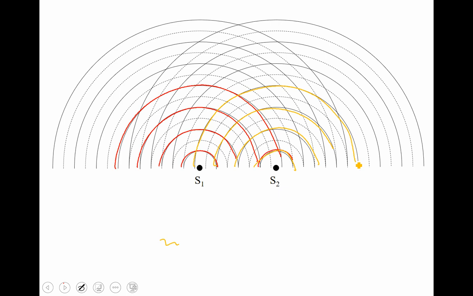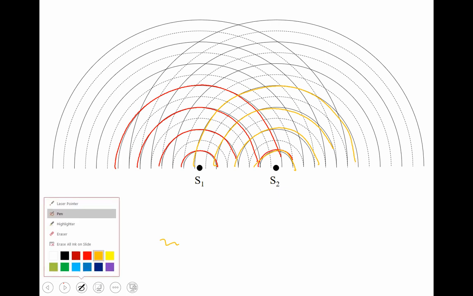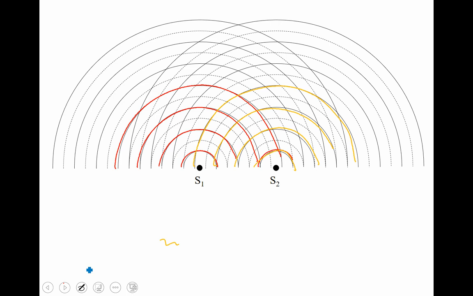And then we see in different places, let's switch the color again here. I end up with crest with crest, that's constructive. Crest with crest, crest with crest, and obviously troughs as well. So we'd have a really, really loud or bright spot there. Same thing, crest with crest. Also trough with trough, we'd have another bright spot there or loud spot, depending on if it's light or sound. So another one right there.